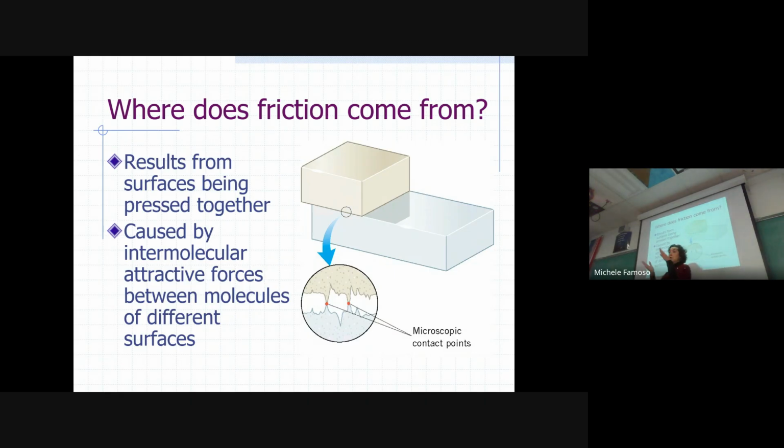And when these two surfaces try to slide across each other, these jagged points, microscopic contact points, get in touch with each other, and the protons and electrons in those two materials start attracting. Right? Protons and electrons attract, which means we get an attractive electromagnetic interaction between these two surfaces, and that is friction. So it's caused by intermolecular attractive forces exerted between the molecules in those different surfaces.